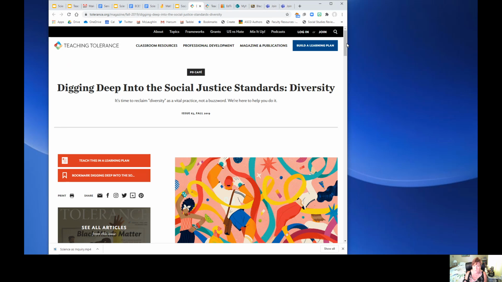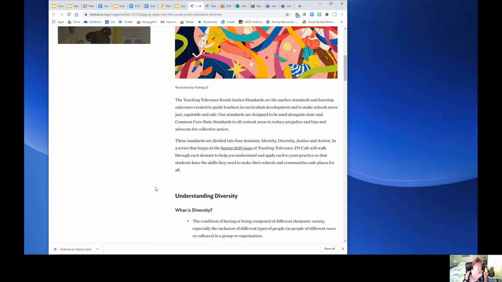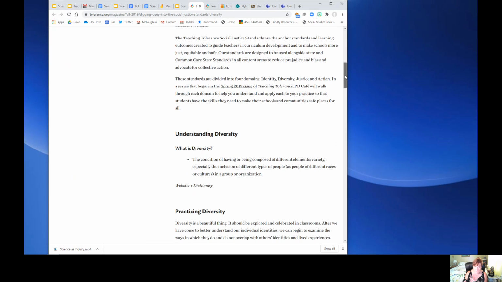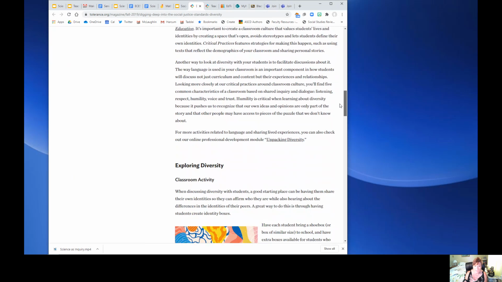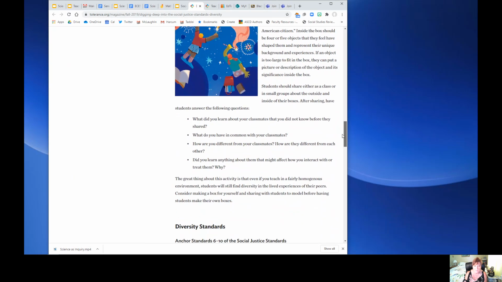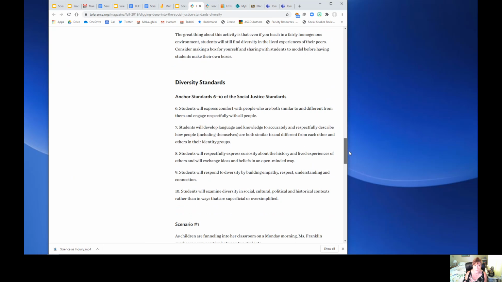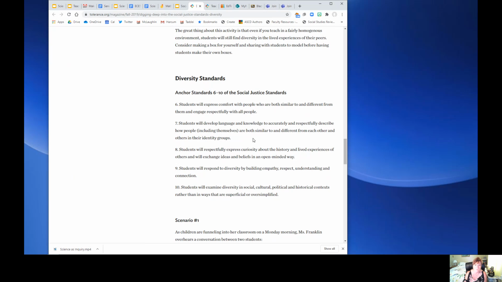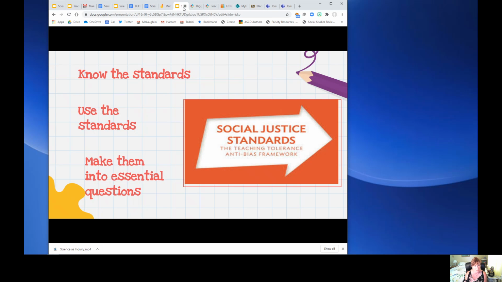Real quick, we'll just look at the standards. Actually, I think I downloaded them in the course. And this isn't really working. But there's actually definitions in there too that you can look at, activities that you can implement. So here's a diversity standard. Students will express comfort with people who are both similar to and different from them and engage respectfully with all people. I mean, that's something we can definitely talk about. That's a big idea that we can talk about with young children.